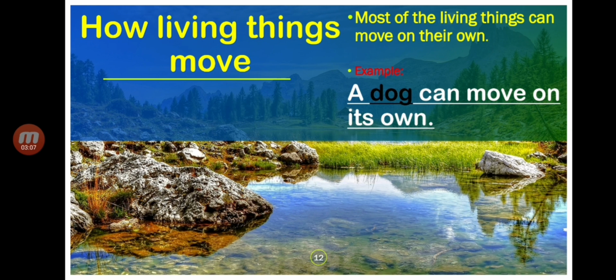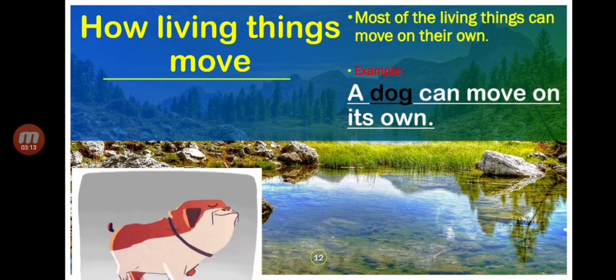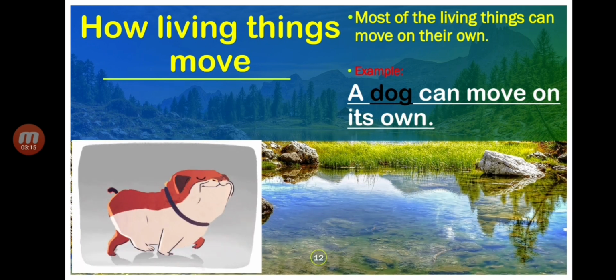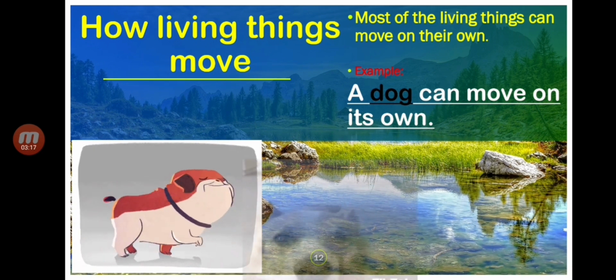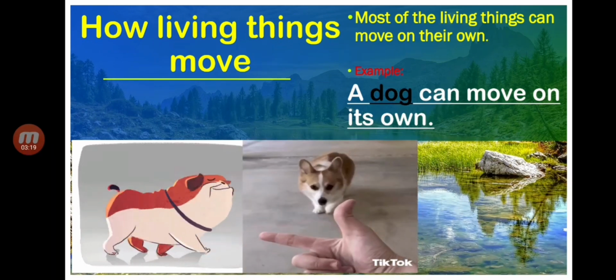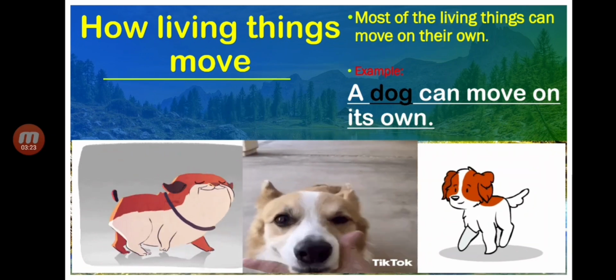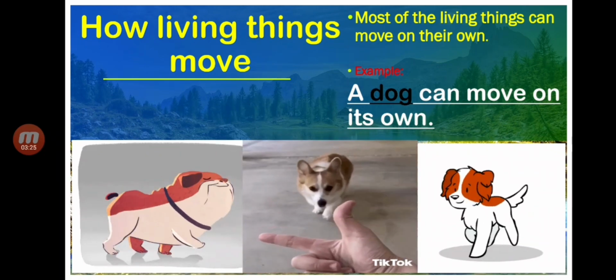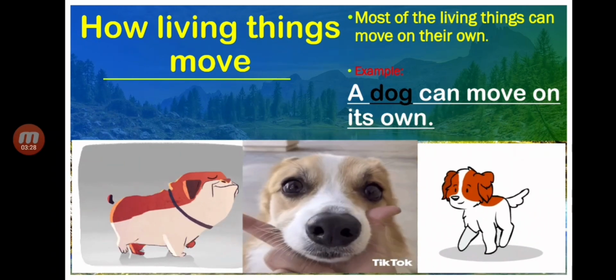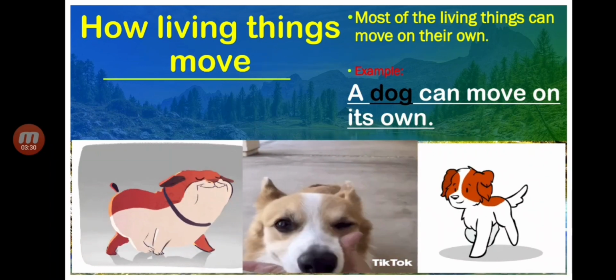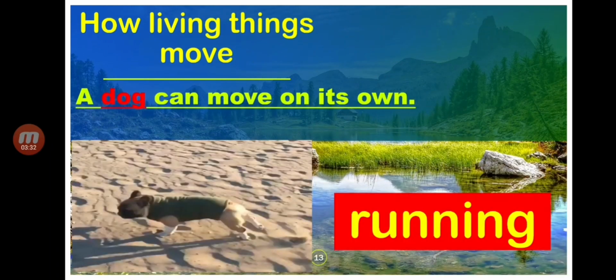Isn't it? Yes. An example is a dog can move on its own. I have here an example of a dog that can move on its own. Okay, next. Oh, look at that. And how about this? That is a dog. They can move on its own because they are living things. Very good.